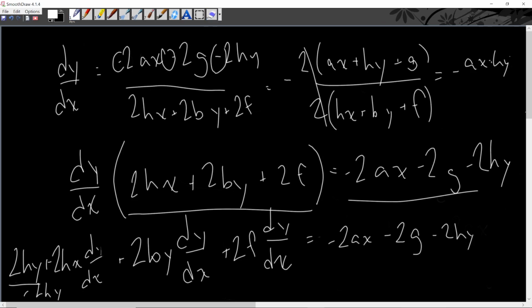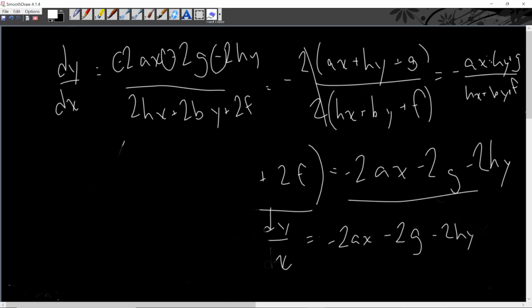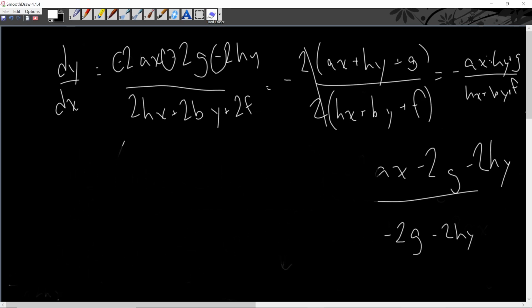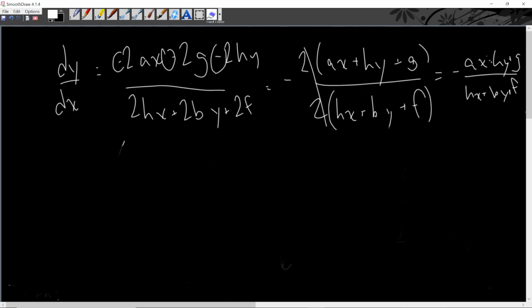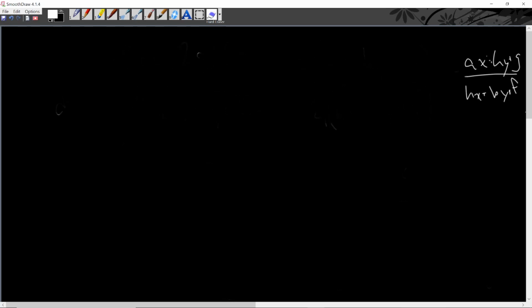I think we could fit that. It's kind of small. Negative (ax plus hy plus g) over (hx plus by plus f). So yeah, kind of a crazy first example. I hope that made sense. It was a lot of implicit differentiation, and we did have to use product rule, but I think it was relatively normal. We just used that n times x to the n minus 1.